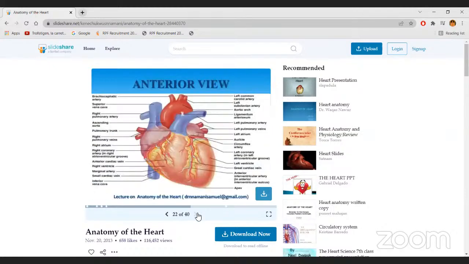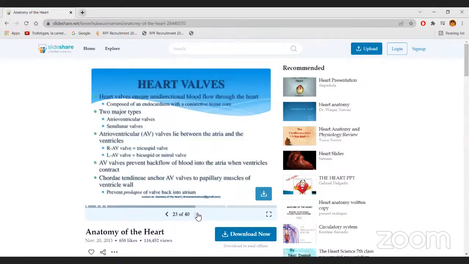This is the anterior view of the human heart, with complete labeling of the anterior heart.